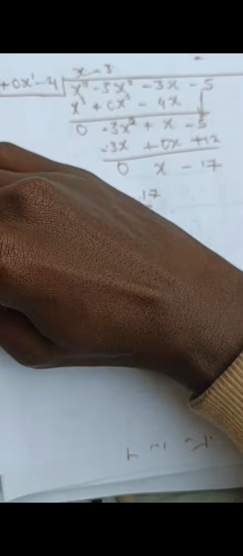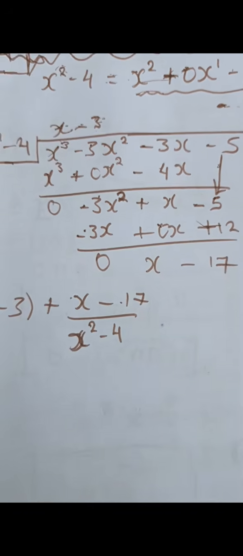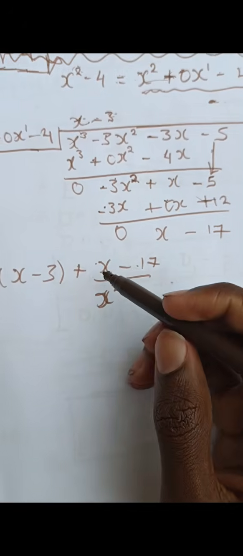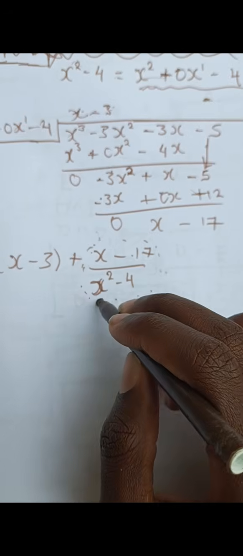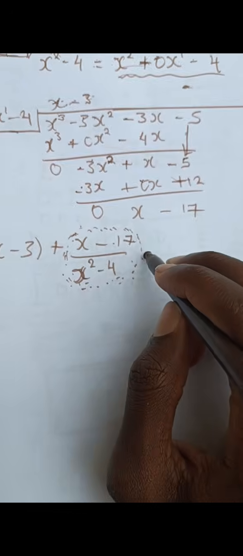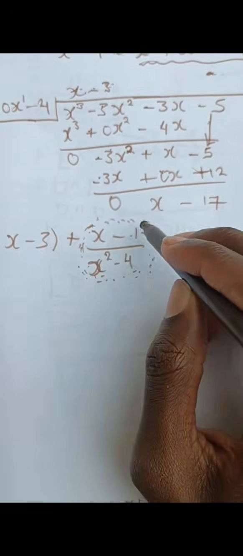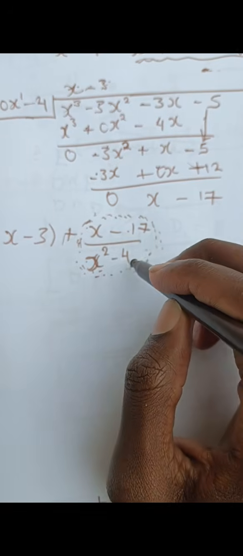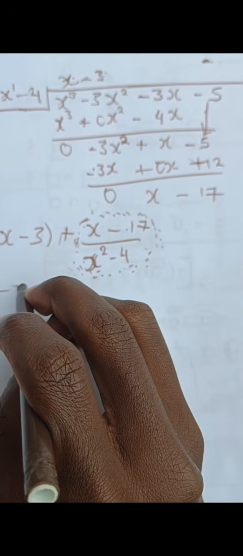Now at this point, what we're going to do is that we need now to find the partial fraction for this portion only. So when you find the partial fraction for this, when concluding your final answer, make sure that you start by saying x minus 3, your quotient, plus your partial fractions that you're going to find for this. So for now, let's find the partial fraction for this one.